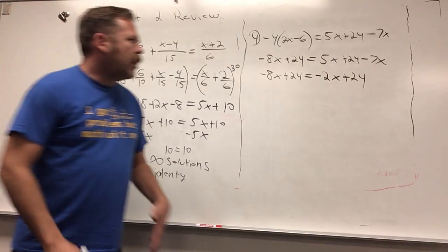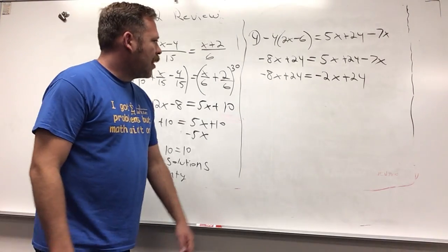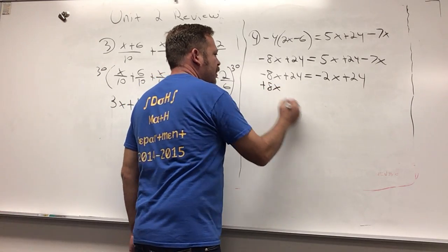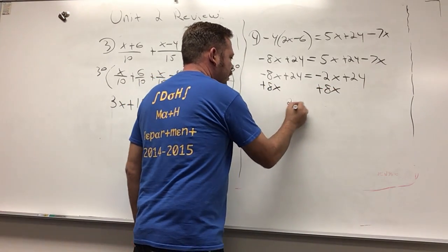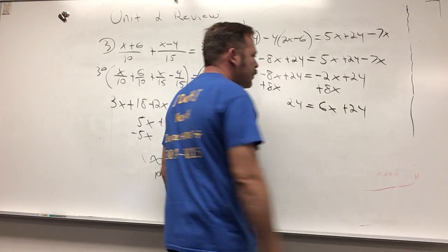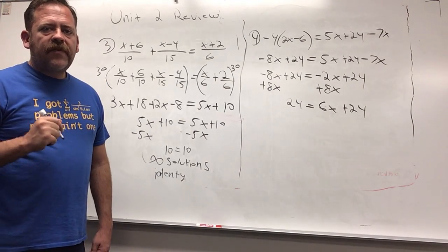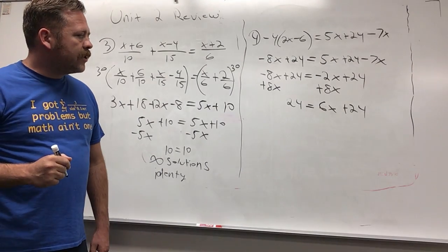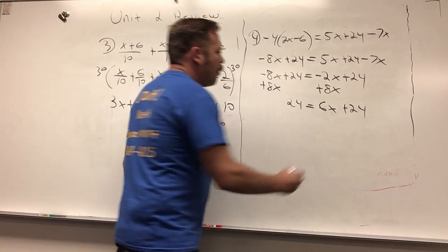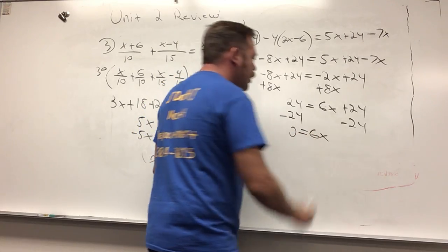All right. Now, I always like to keep my x's positive when I can. So I'm going to add 8x over to the right side to keep my x's positive. So if I add 8x and add 8x, I get 24 equals 6x plus 24. All right, there's going to be confusion on this problem, and I really want to talk about it. And if you watch this video and you aren't 100% certain, then I need you to ask me about it, okay? Because we got to get this straight. Minus 24 minus 24. I get 0 equals 6x.